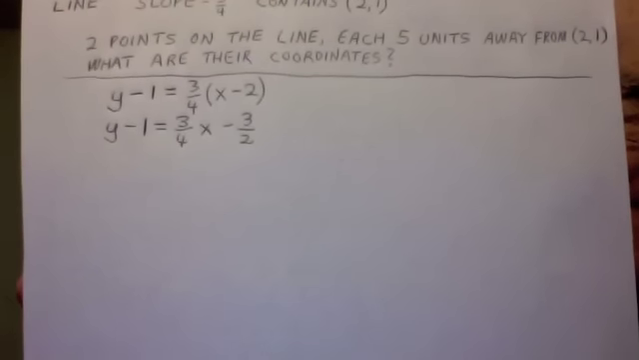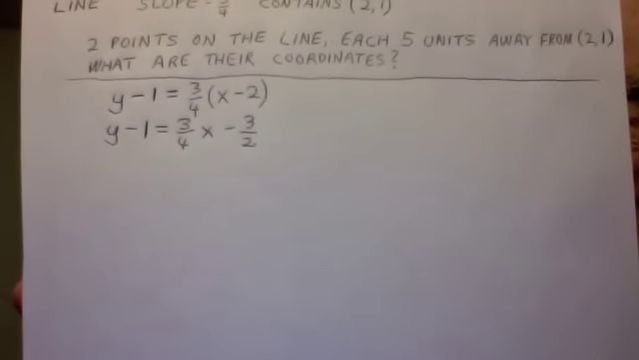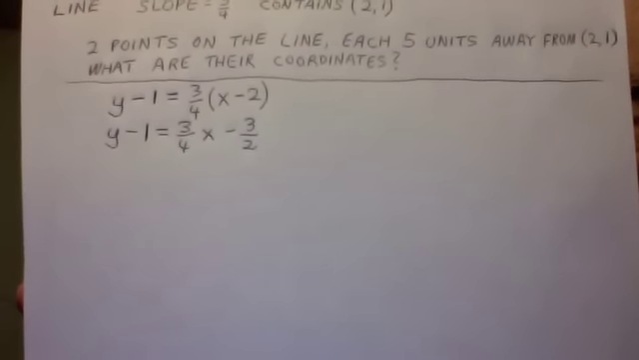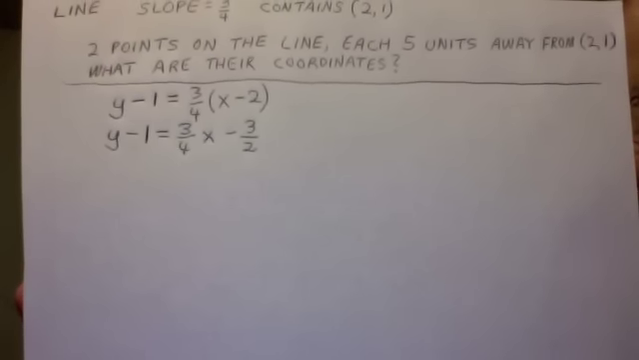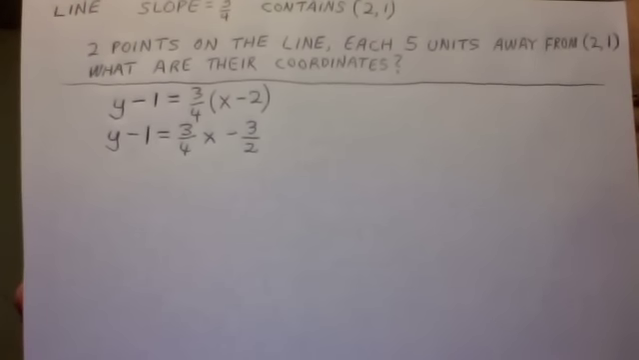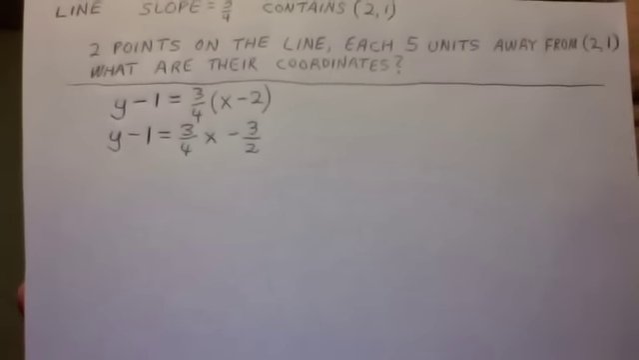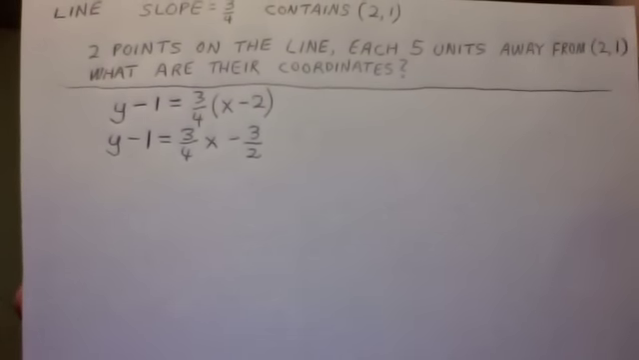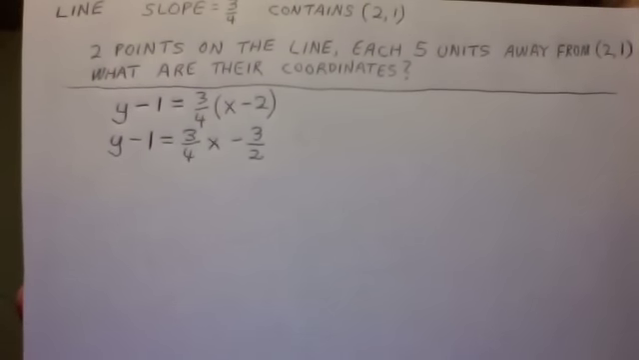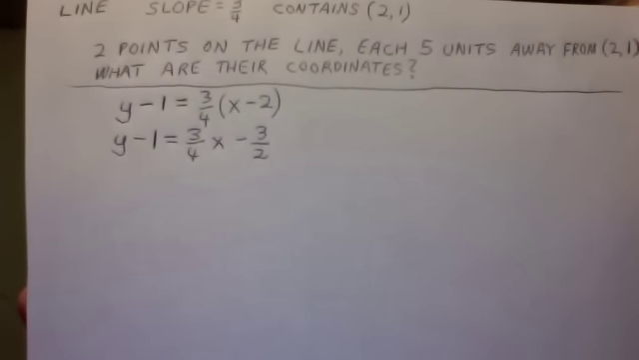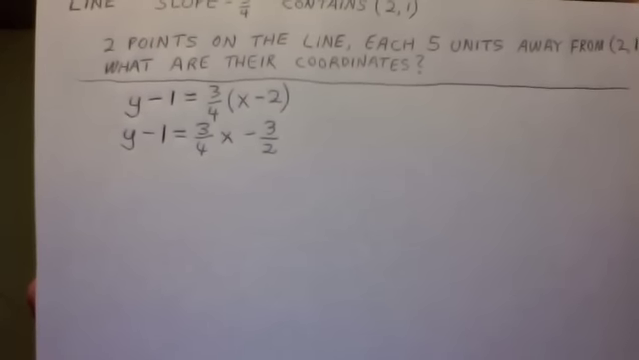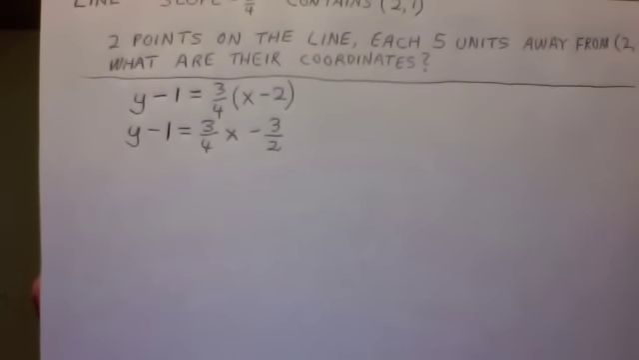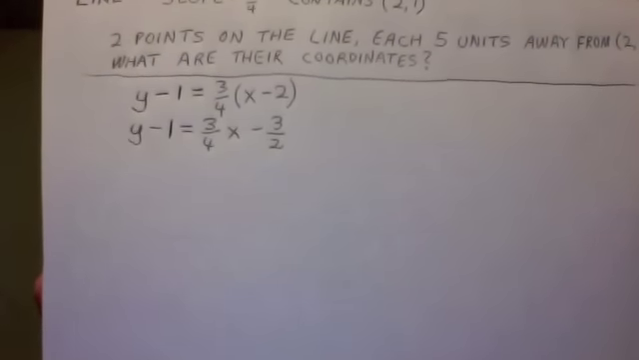We can begin by writing an equation of that line in what's called point-slope form. y minus the y of that given point, that's y minus 1, equals the slope 3/4 times x minus the x of that point, that's x minus 2. So we have y minus 1 equals 3/4 times (x minus 2), and we can distribute the 3/4 to get y minus 1 equals 3/4 x minus 3/2.